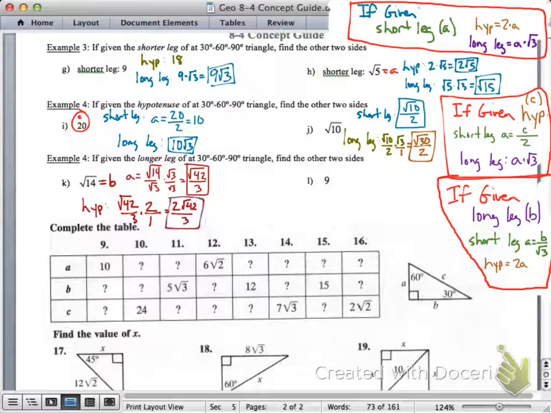Always go through the short leg. Now this is an ugly looking answer, but that's your answer. Once you have the short leg, there was really no work to do. Just throw a 2 up there. 2 times the square root of 42 over 3.